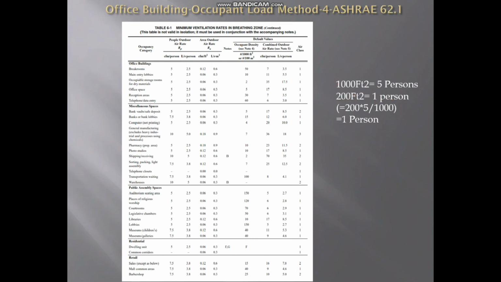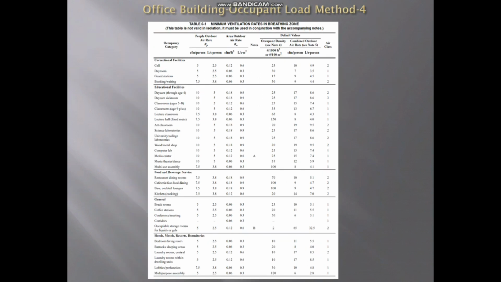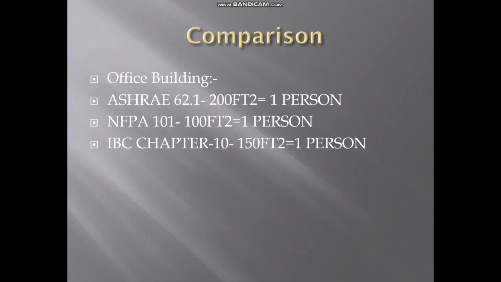Now let me show you the comparison of these 3 methods. If you go to ASHRAE 62.1, for 200 square feet 1 person. For NFPA 101, 100 square feet 1 person I need to consider. Then IBC chapter number 10, 150 square feet 1 person. So this is the comparison of all the 3 methods.